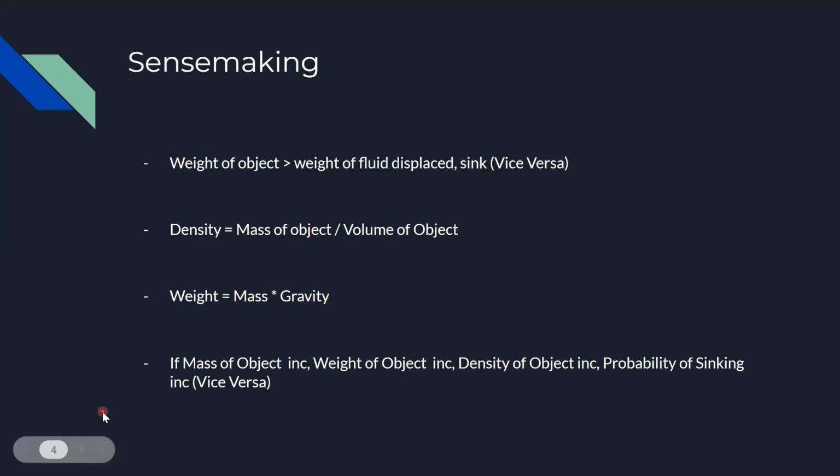But if you assume that in this case, the only forces acting on the object are gravity and then the buoyant force, it makes sense that the weight of the object, being mass times gravity, is the force acting in the y, and then the weight of the fluid displaced is the thing that's counteracting the force in the y. And then density, as we discussed earlier, was the mass of the object divided by the volume of the object.